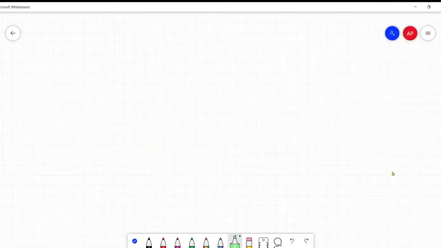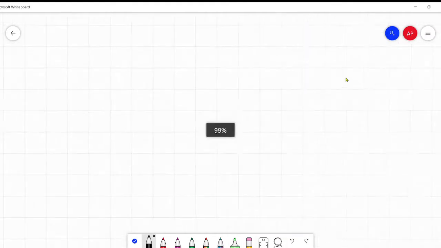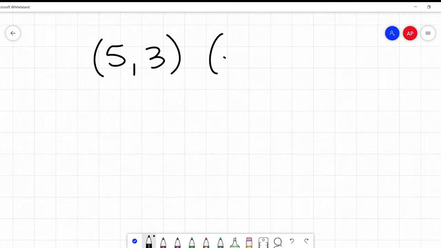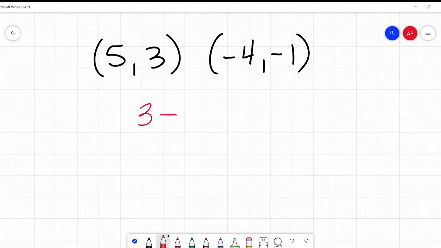So I'll just do one more just to make sure everyone has this solid. Let's say here's another one. Let's say the points are 5, 3 and -4, -1. Okay, what do I need first? First, I need the slope, then I need the y-intercept. How do I find slope? Change in y over change in x. It doesn't matter which point I pull from first.